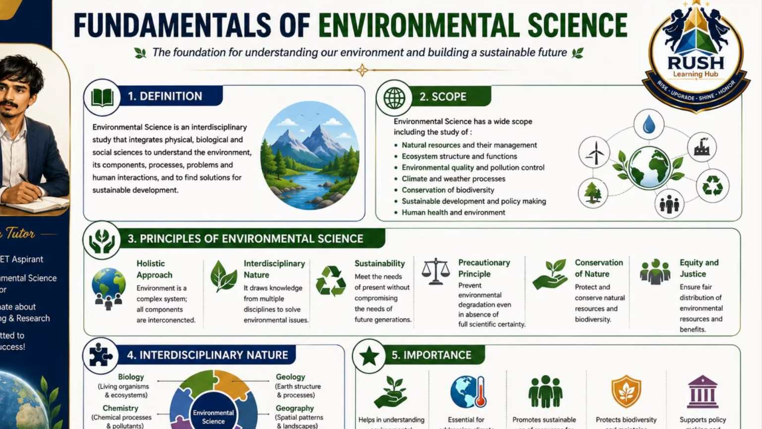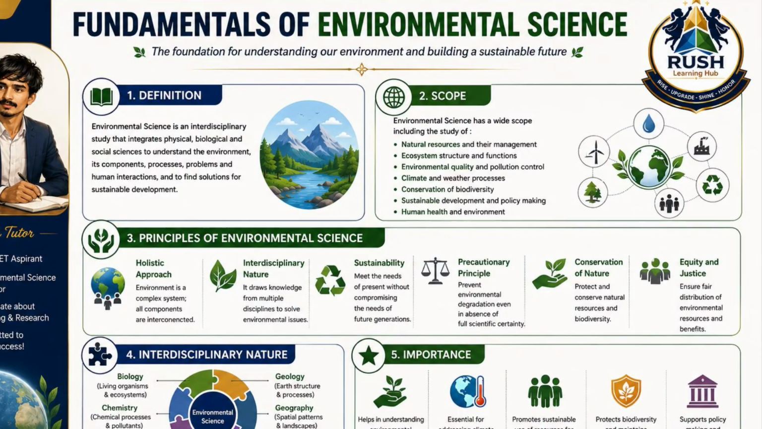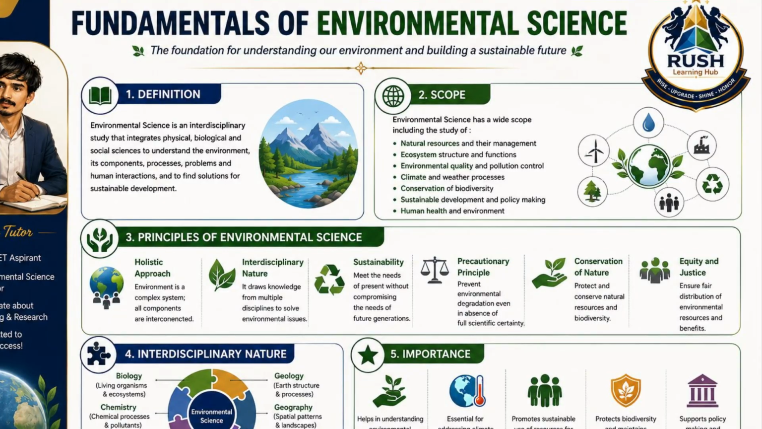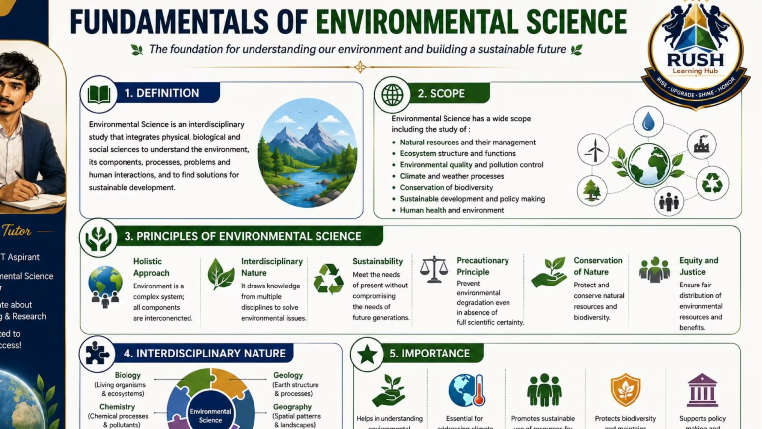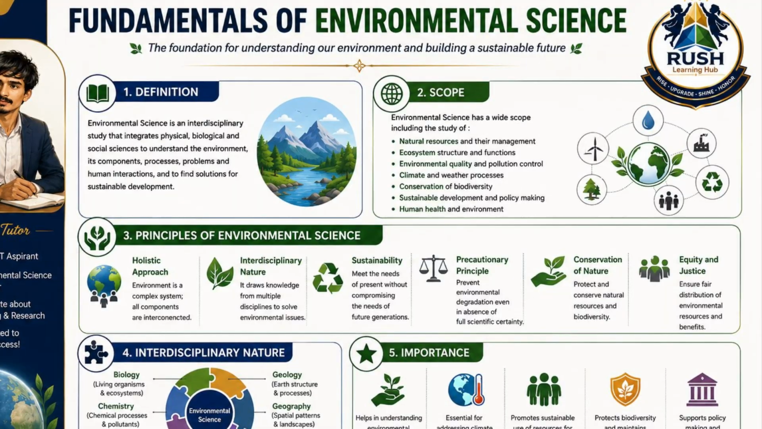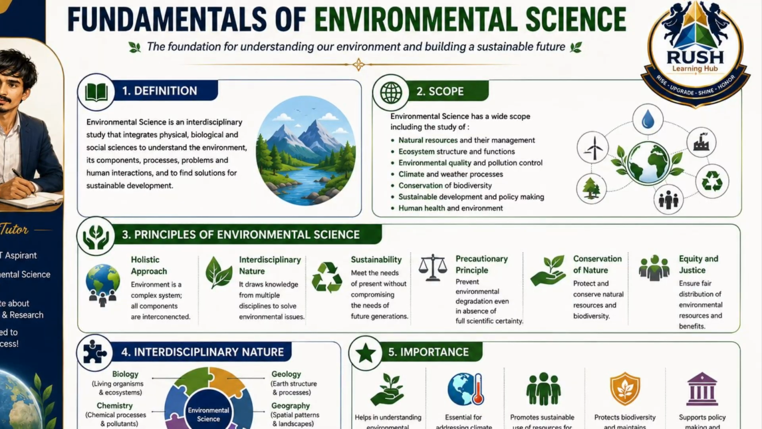Now let us understand why environmental science is called an interdisciplinary subject. Environmental science draws knowledge from many disciplines. Biology helps us understand ecosystems, biodiversity, and living organisms. Chemistry helps us study pollutants, nutrient cycles, water quality, and atmospheric composition. Physics explains energy transfer, radiation, heat flow, and climatic processes.